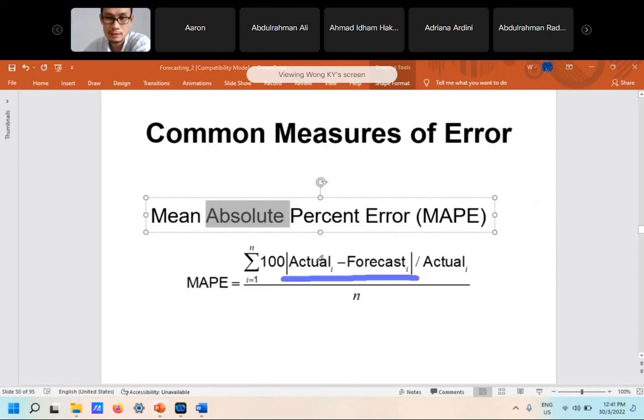Error is calculated as actual minus forecast. We take the absolute value, so absolute error. But it wants to be in percentage. So how to turn it into percentage? You have to divide back with actual, and then times 100. That will turn it into percentage. Right? And then further you have to take the mean. So it means to total up everything, divide by n.